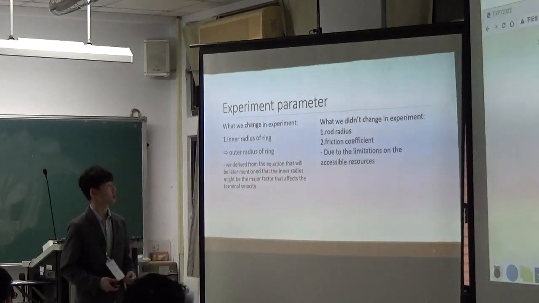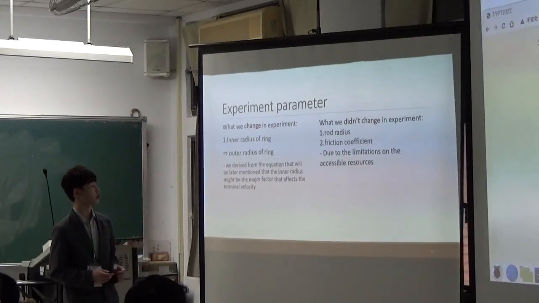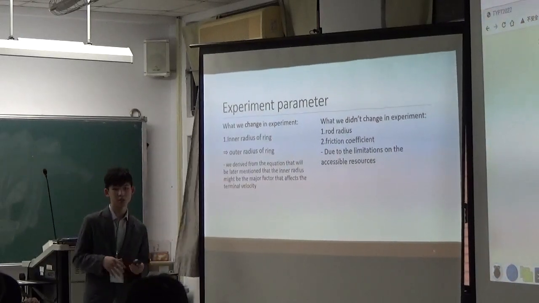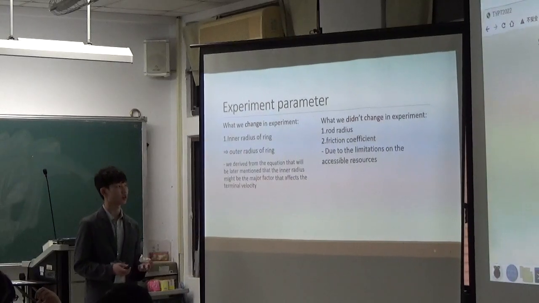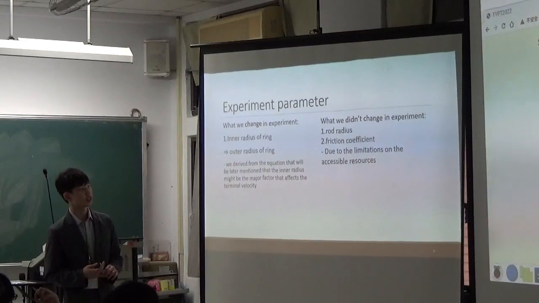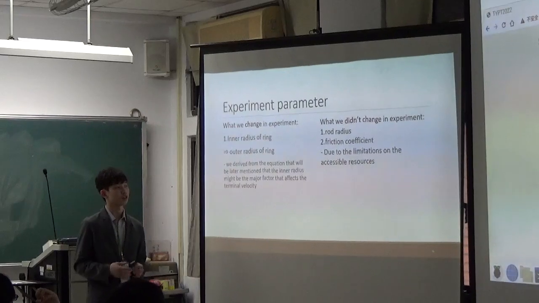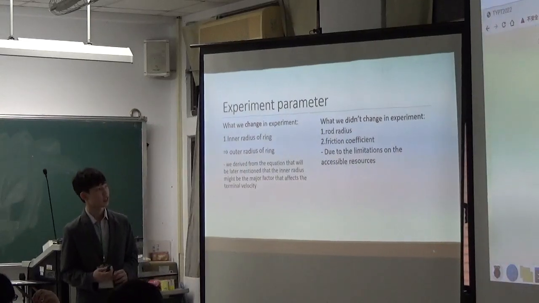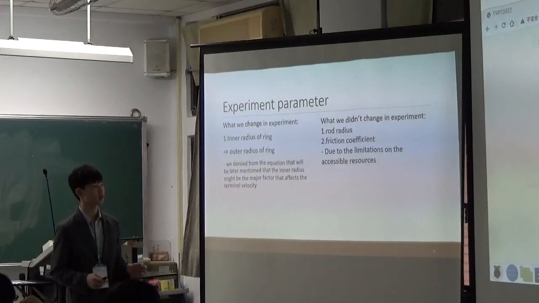So these are our experiment parameters. What we change in our experiment is the inner radius, and when we change the inner radius, the outer radius will also change. What we didn't change is the radius of the rod and the coefficient of friction, due to the limitation of accessible resources.